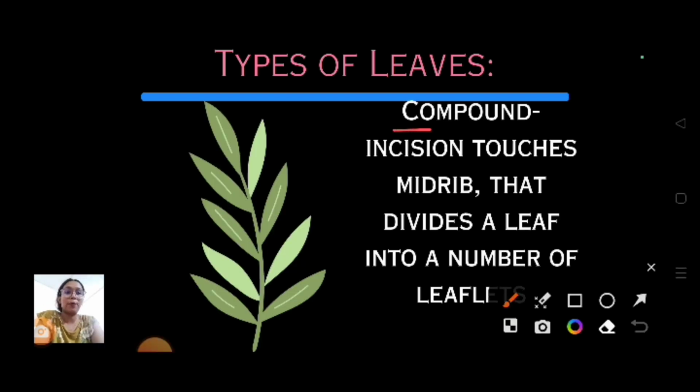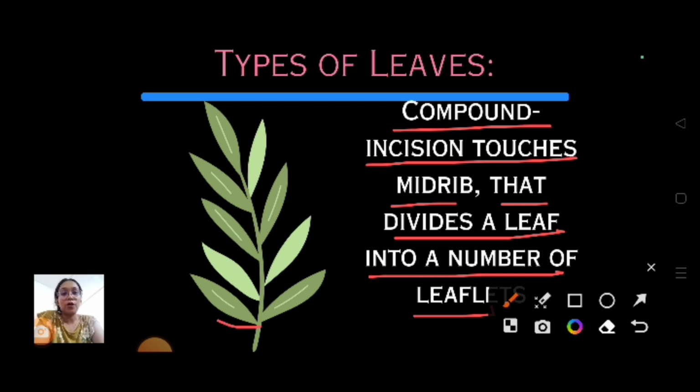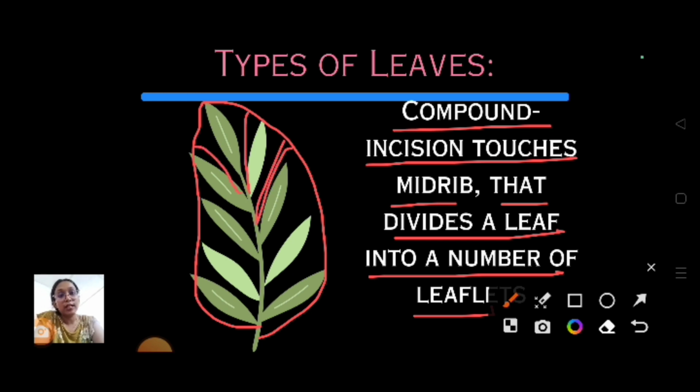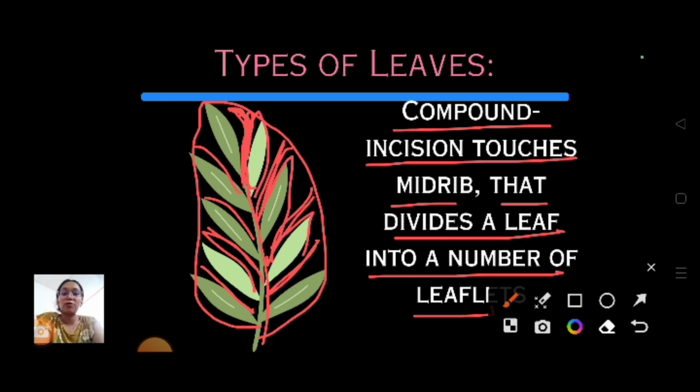The next type of leaf is the compound leaf, where the incision touches the midrib and divides a leaf into a number of leaflets. Suppose the simple leaf was like this. So there is some incision in between. Due to this incision, they form small leaf-like structures. It is getting inside and touching the midrib, so individual leaves will be forming. You can see in this picture, individual leaves will be forming. They will be called leaflets.